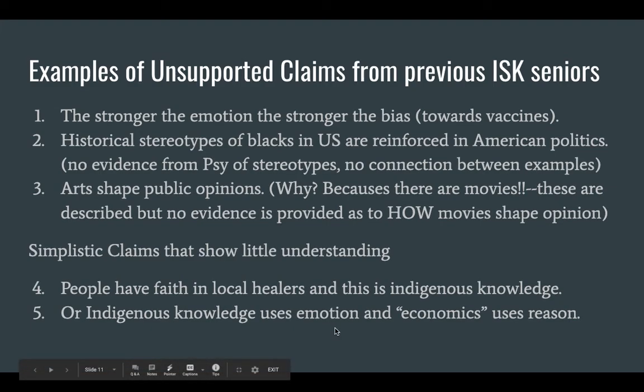Indigenous knowledge uses emotion and economics uses reason. This is a rather famous example, and it was particularly painful to watch because the students belabored this point without providing any evidence or discussing the knowledge. Which brings us to another issue. If you're going to talk about indigenous knowledge, you have to be very specific about what that knowledge is.